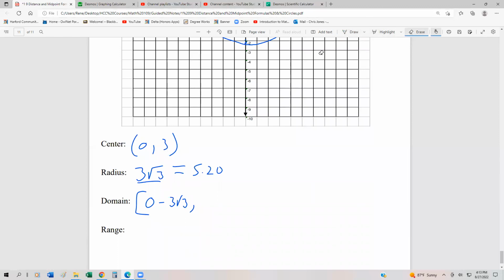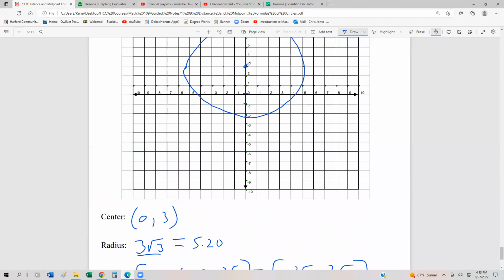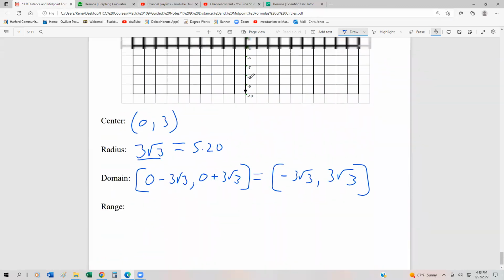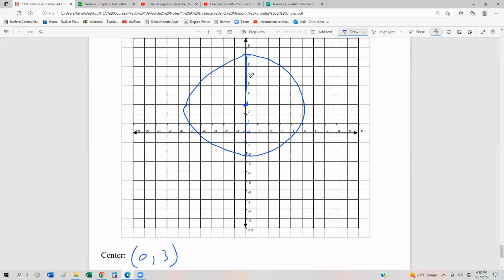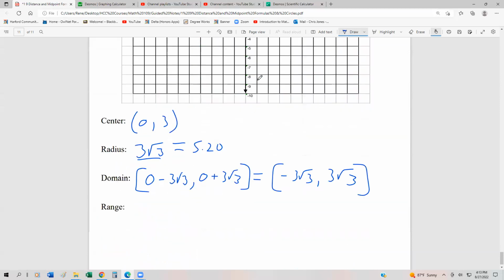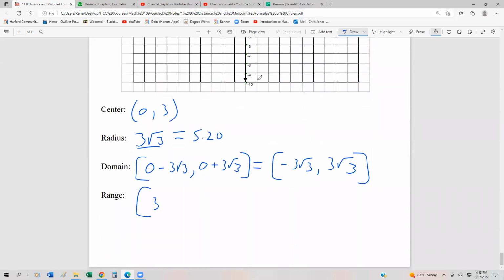Okay, so we're just moving to the left and to the right. So this would be 0 plus 3 roots of 3. Or another way to write this would be negative 3 roots of 3, comma, positive 3 roots of 3. All right, so that's going to be our domain. Again, that's just because we're moving left 3 roots of 3 and right 3 roots of 3 from 0 at the x. And we can do the same thing with 3. Okay, so notice that our radius, remember, is 3 roots of 3, or root 27. And so for our range, we can write that as 3 minus 3 roots of 3, comma, 3 plus 3 roots of 3.